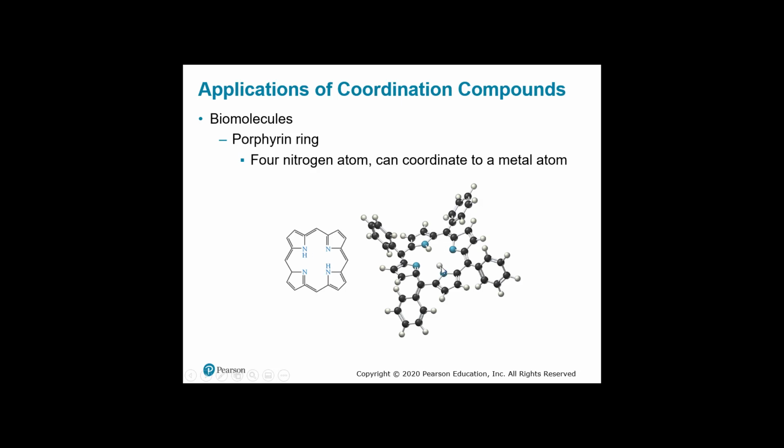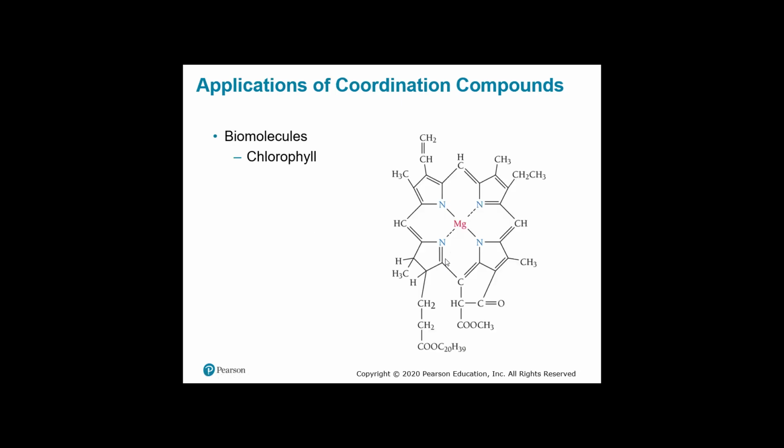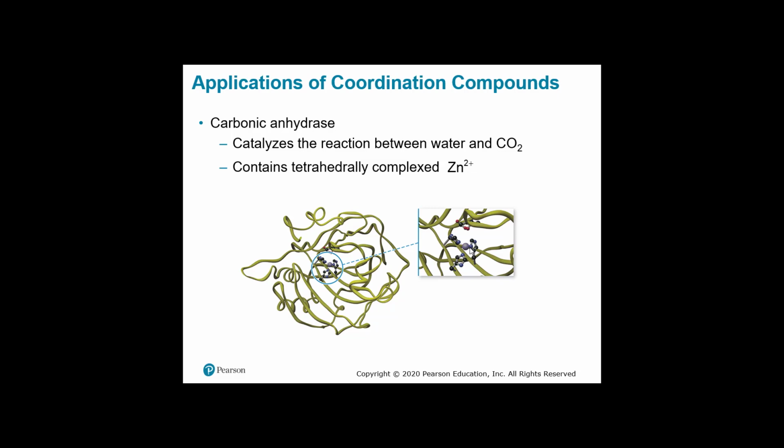But you see it's kind of big and bulky, so it coordinates to a central atom, a central metal ion. We have chlorophyll. Chlorophyll is attached here, you can see in the middle, to this porphyrin ring. And remember, chlorophyll is responsible for the absorption of light to provide energy for photosynthesis. And there's a magnesium ion held in the middle of the porphyrin ring, for photosynthesis. And then we have carbonic anhydrase, and if I remember right, it involves respiration. So you can see we have a zinc in the middle of this tetrahedral complex.